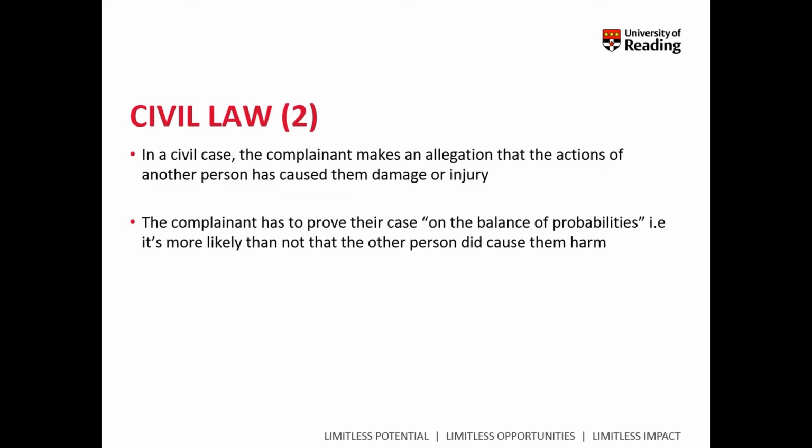Before it even goes to court anyway, most civil cases are settled out of court to avoid legal and associated costs, because it's not cheap to go to court. So a lot of these things are settled out of court in general. But as I say, the complainant then has to prove their case on the balance of probabilities, which I talked about earlier. I.e., it's more likely than not that the other person did cause them harm. That's different to criminal law, where it's beyond reasonable doubt. This is actually, it's more likely than not when it's civil law. Okay.